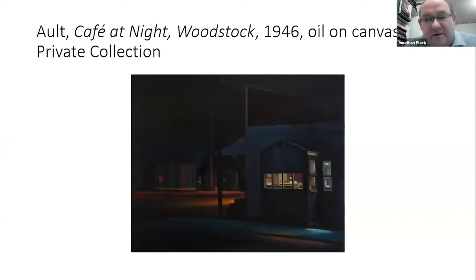And just to show, occasionally he would paint nocturnal scenes of Woodstock, often with an empty cafe he patronised. He enjoyed rambling around Woodstock at night, often going up to Russell's Corners crossroads.